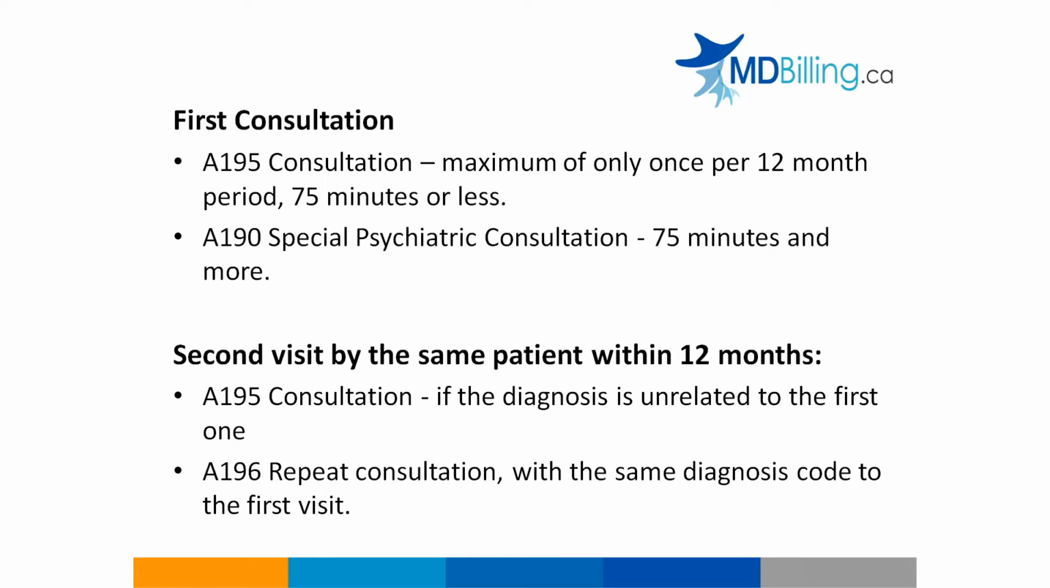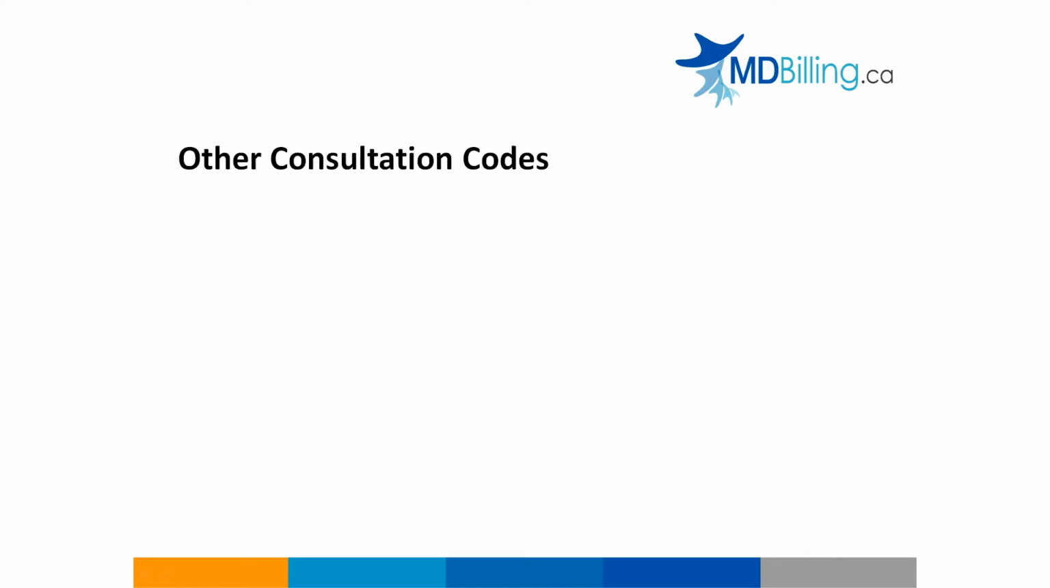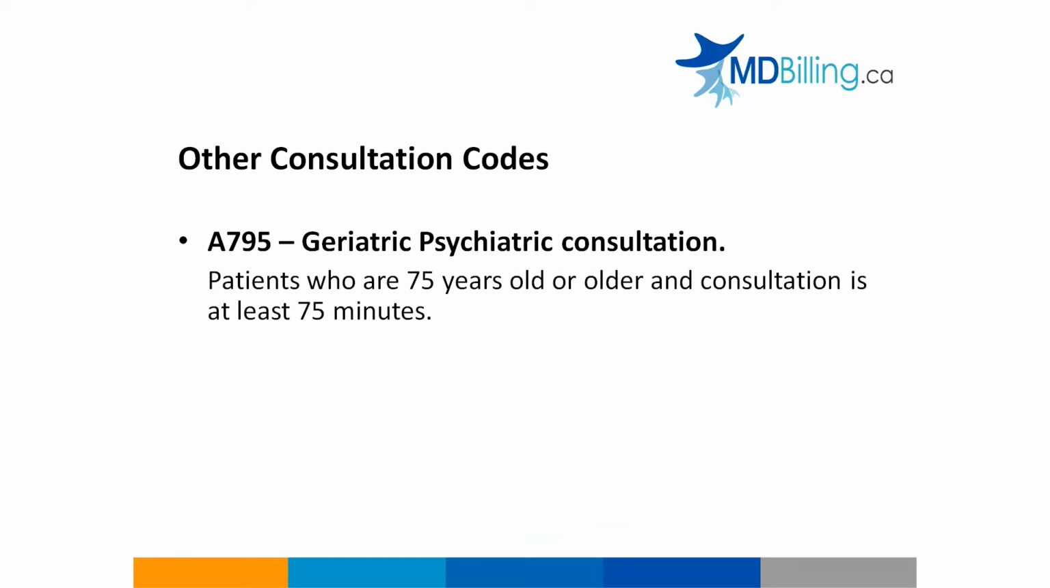When you see a patient and the consultation is longer than 75 minutes, you can bill special consultation A190 at a higher fee. There are some other codes you may want to consider. Geriatric Psychiatric Consultations, A795. This code is used for geriatric patients that are 75 years or older with all the elements of service code A195. One of the important criteria for the consultation is that it lasts a minimum of 75 minutes.